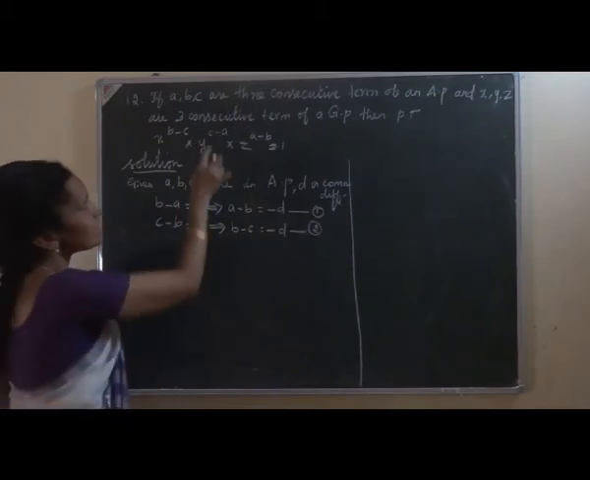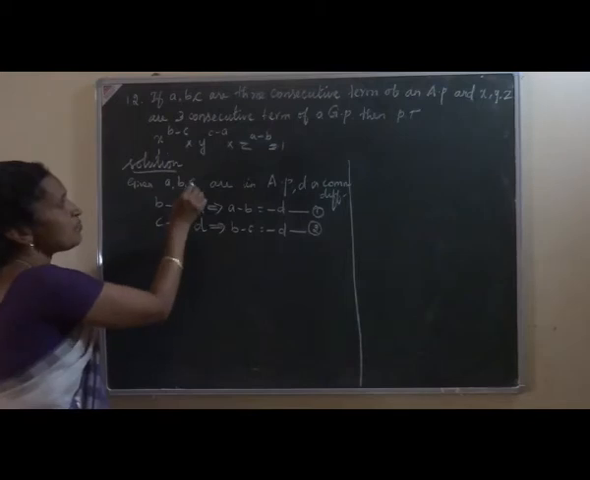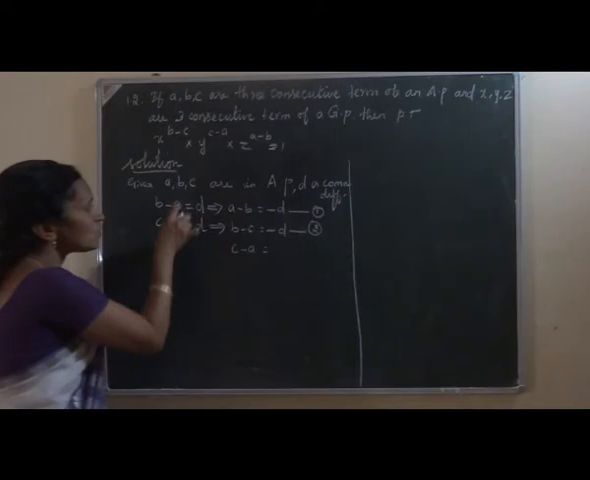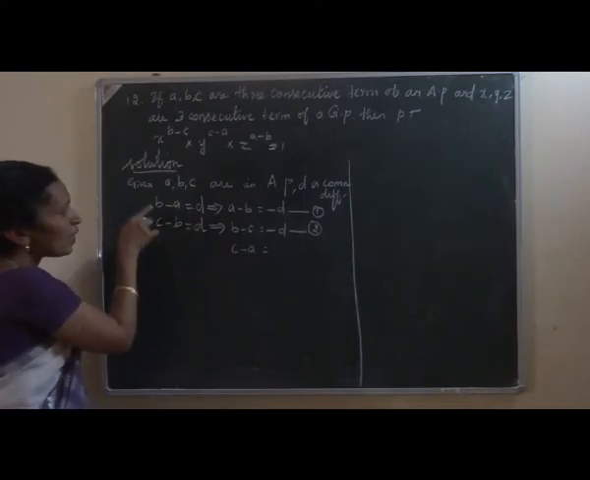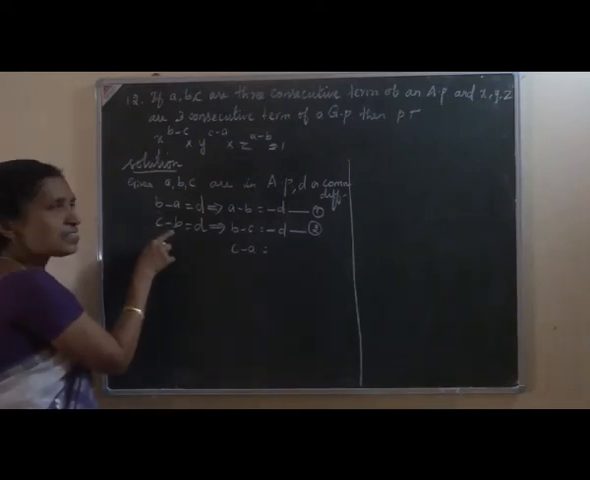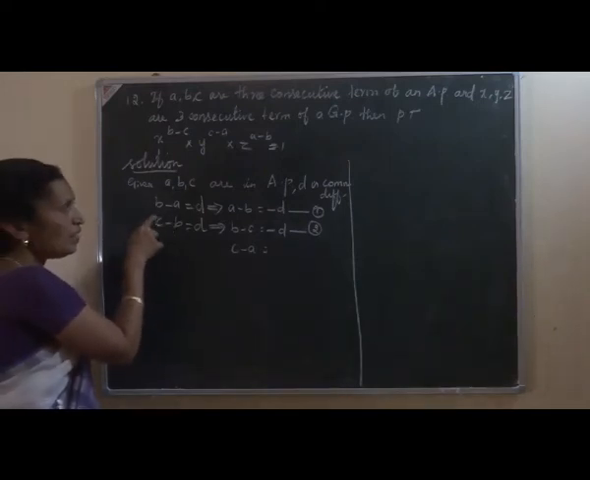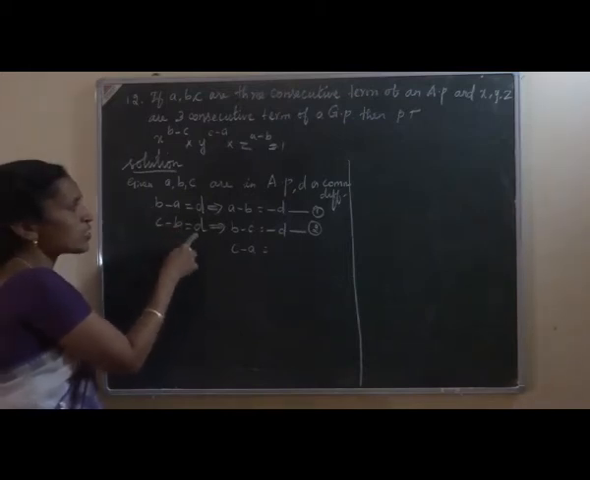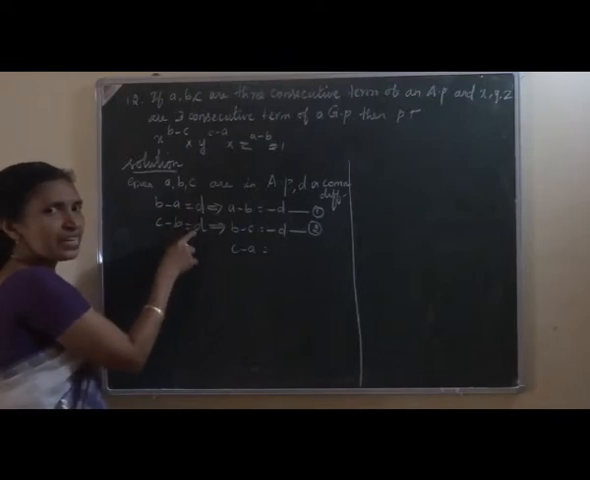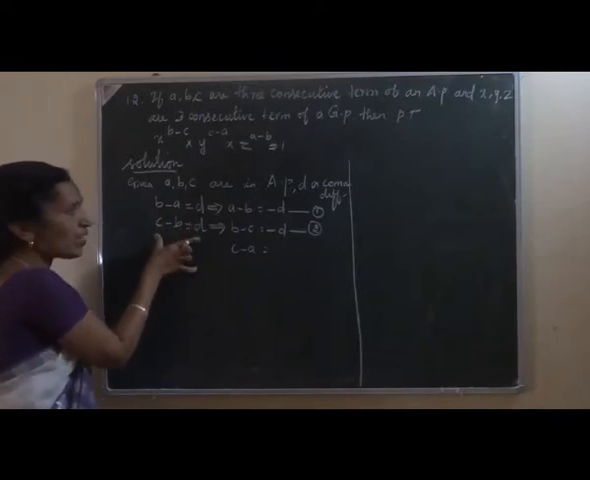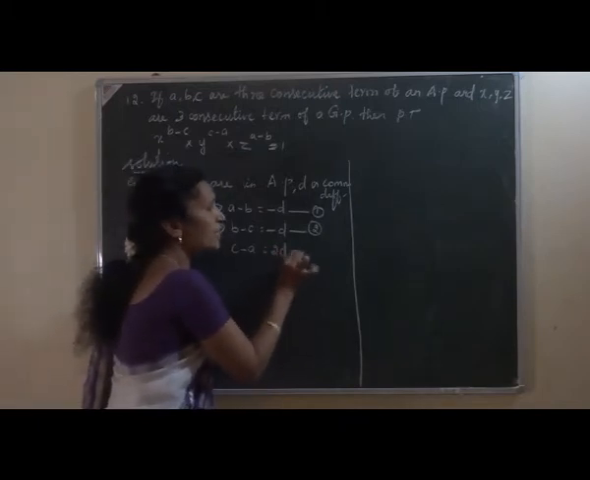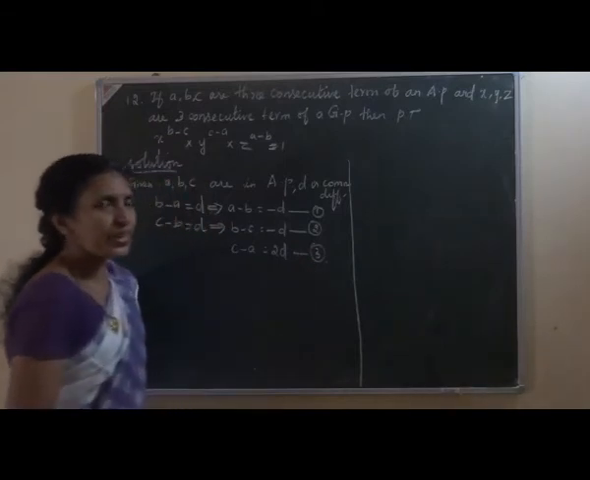Next, C minus A they asked. When you add these two equations, B minus B is cancelled, and you will get C minus A equal to D plus D, that is 2D. C minus A equal to 2D. This is equation 3.